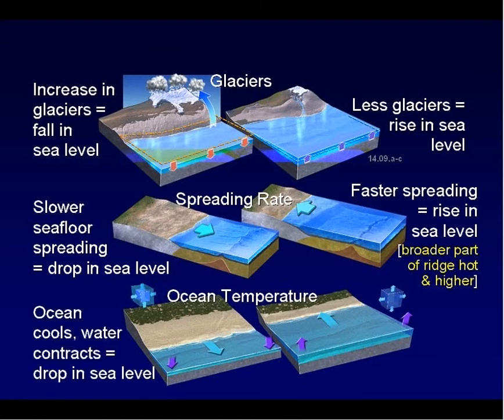Okay, so if we have cooler temperatures overall, then water contracts and we have a drop in sea level. If we have warmer temperatures overall, then water expands, and we have a rise in sea level. Okay, so these are our three main factors here. Of course, we talked about local factors in terms of storms and storm surges and so forth as well.